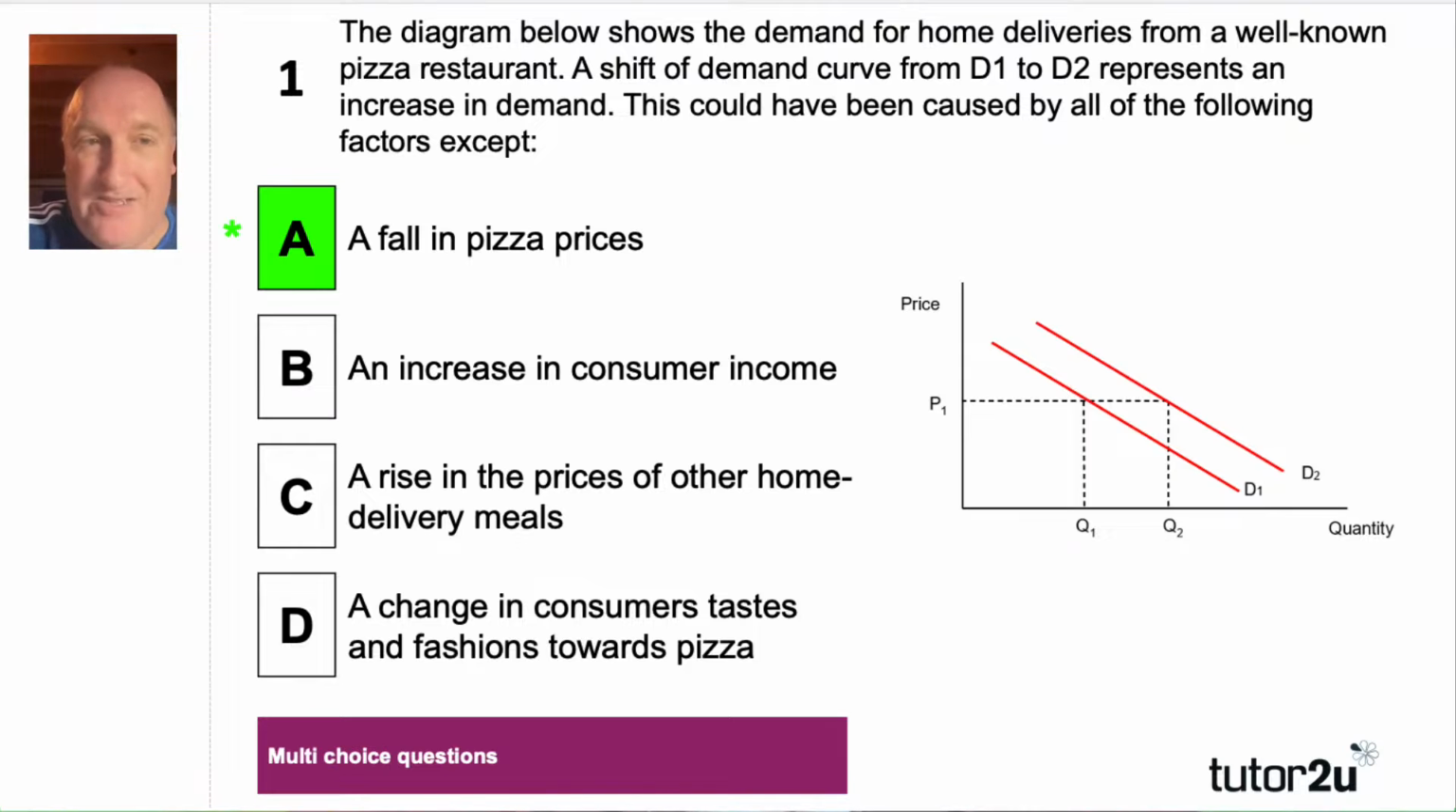The key point here, isn't it, is that a fall in the price of pizza built into the delivery factor is a fall in the price of the product itself. And of course, when the price of the product itself changes, you move down a demand curve. It doesn't cause a shift in the demand curve.